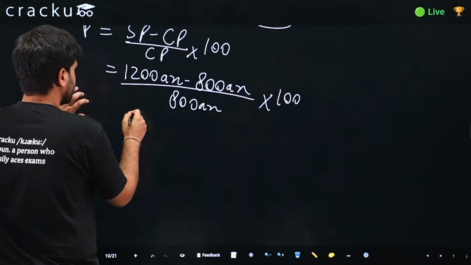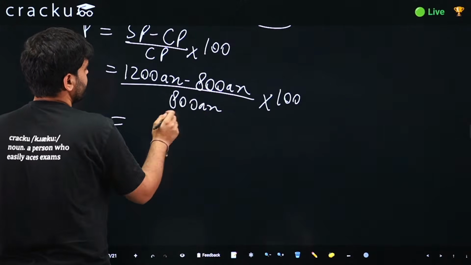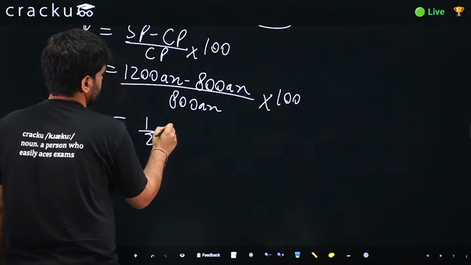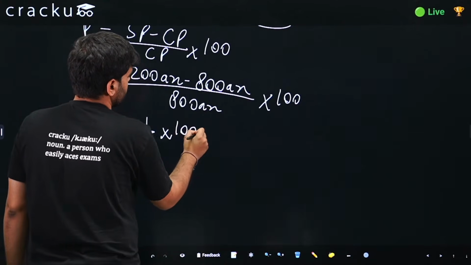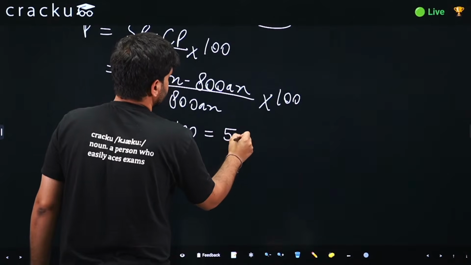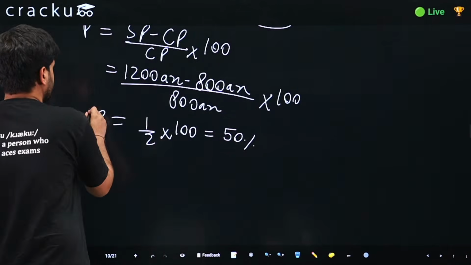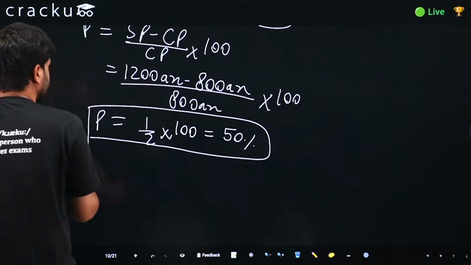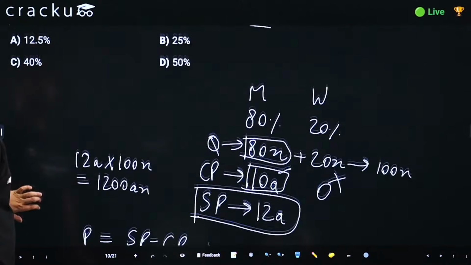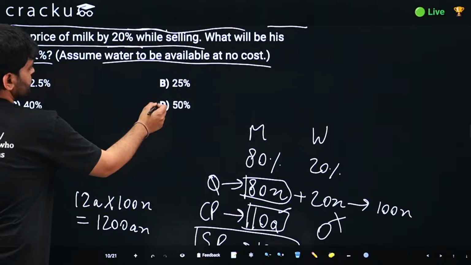Now this comes out as 400AX upon 800AX, which is half, into 100. So 50% is the profit we got. 50% is our final answer. Option number D is the answer here.